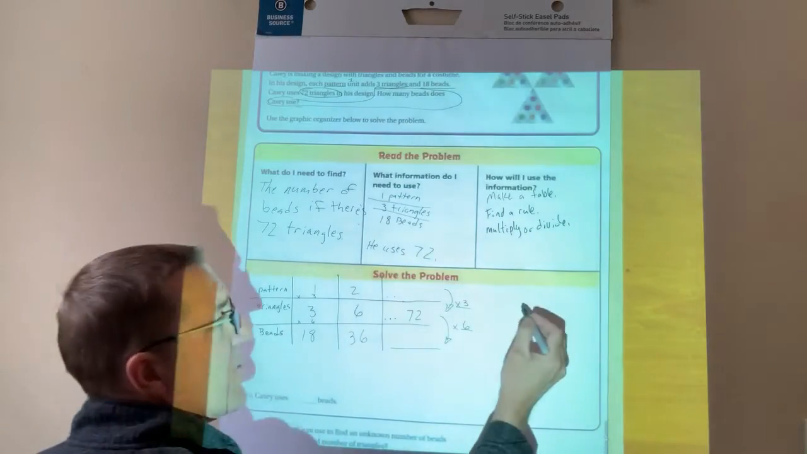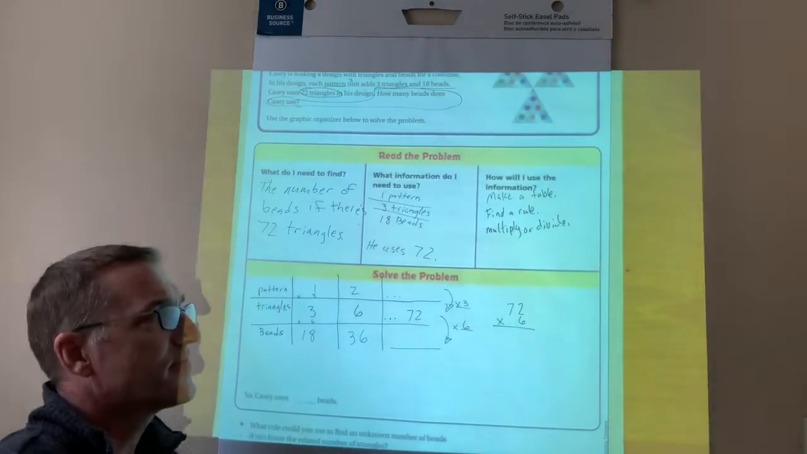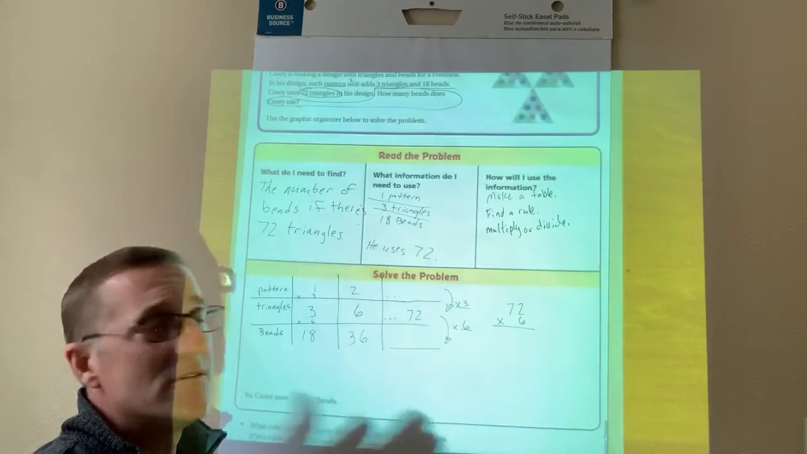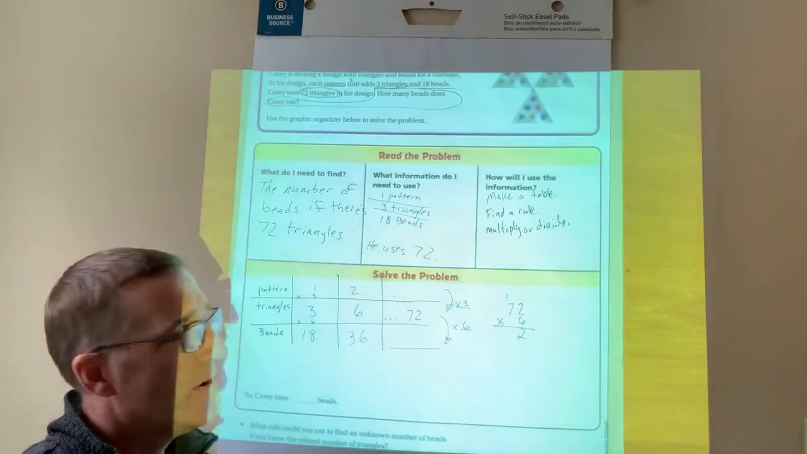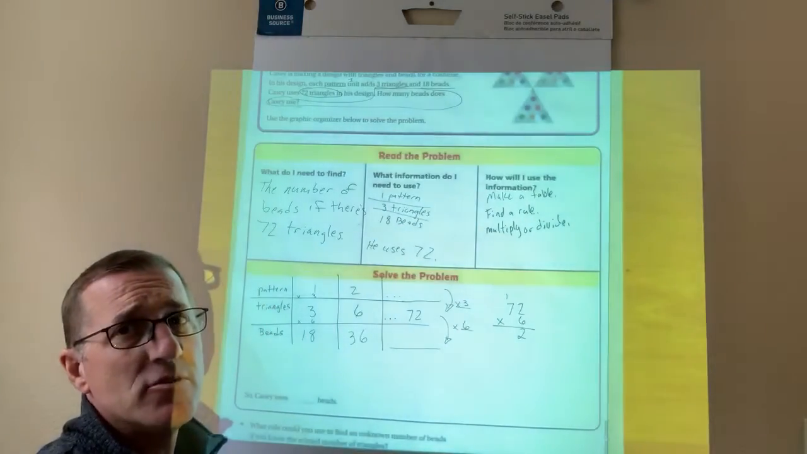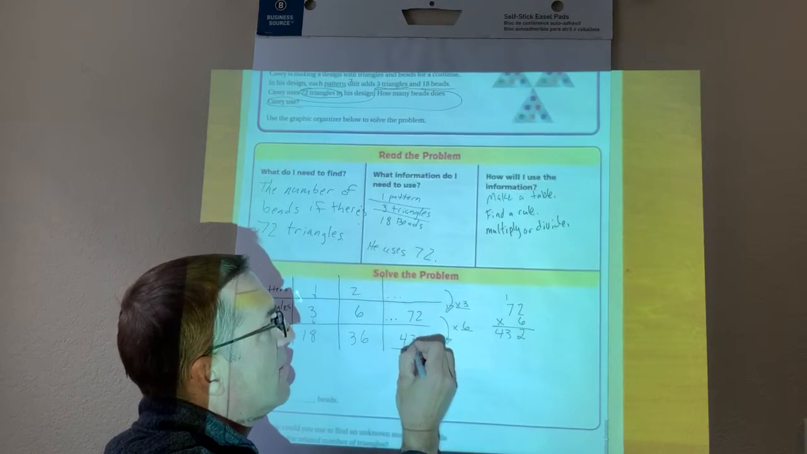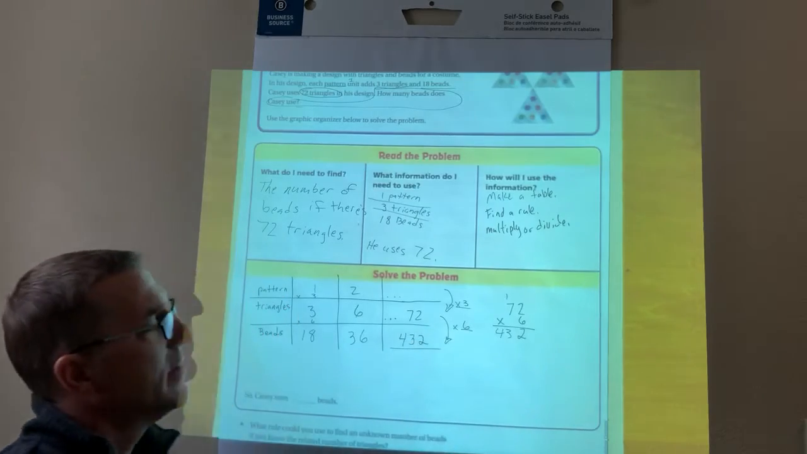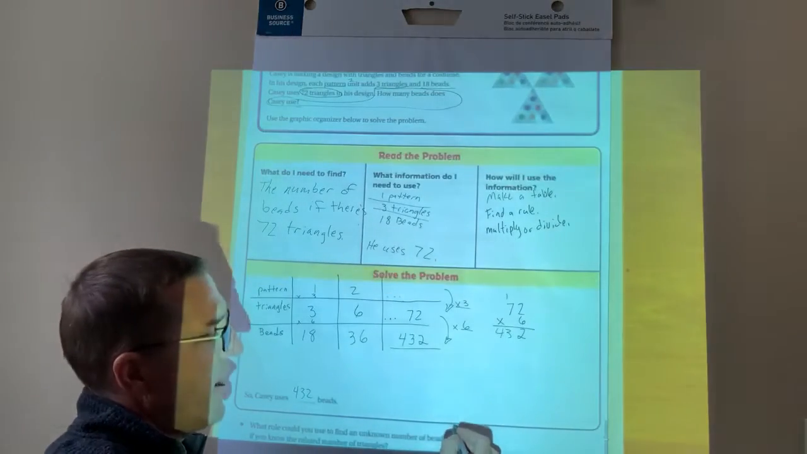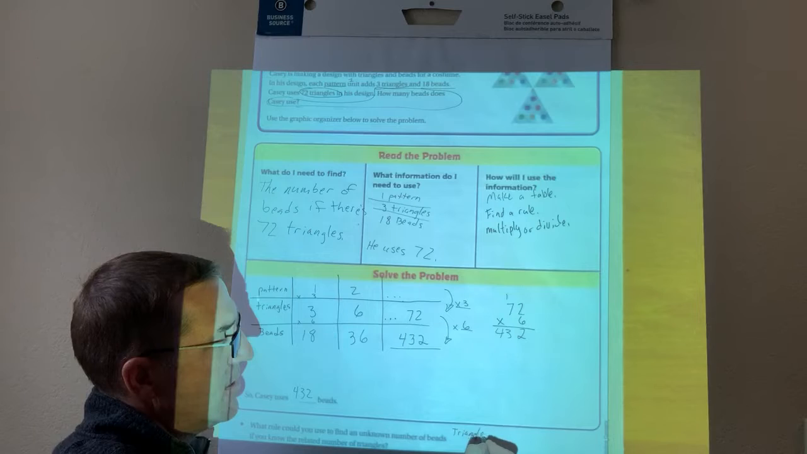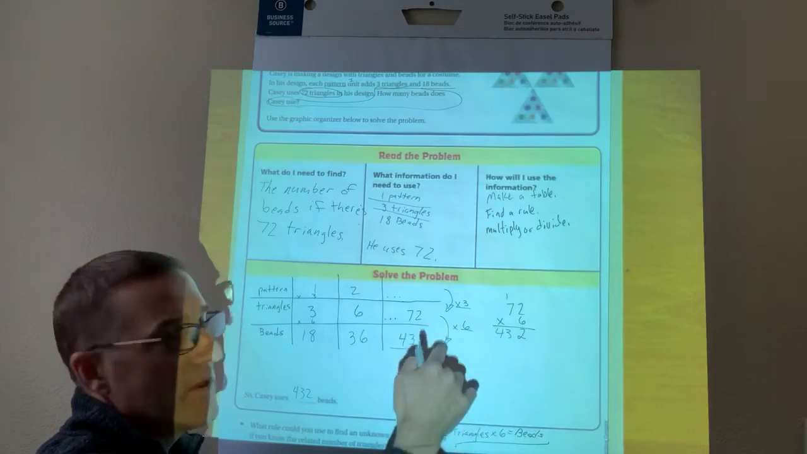So in order to solve that, I'm going to write 72 times 6. 6 times 2, 12. Put that up there. 6 times 7, you know it, 42. And then I add my little carryover there. 42 plus 1 is 43. So that's going to be 432. And I write that in. All right. So this is 432 beads. And my rule, what would my rule be? Triangles times 6 equals beads. All right, that's the rule that we used here.